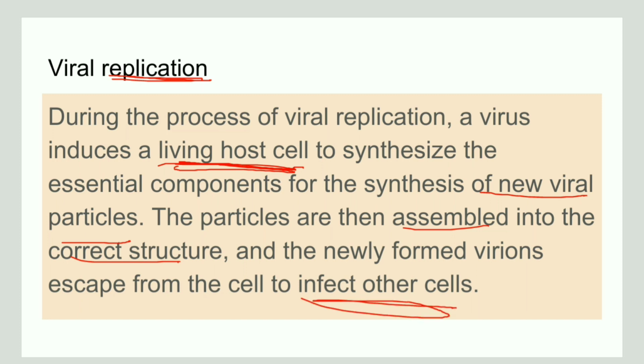So viral replication only happens when the virus is inside a host, and new viral particles are synthesized when it is inside. These synthesized particles are assembled so that the correct structure is gained. These correct-structure viruses are known as virions, that is, the infectious particles of a virus are called virions. These virions later escape and infect other cells.